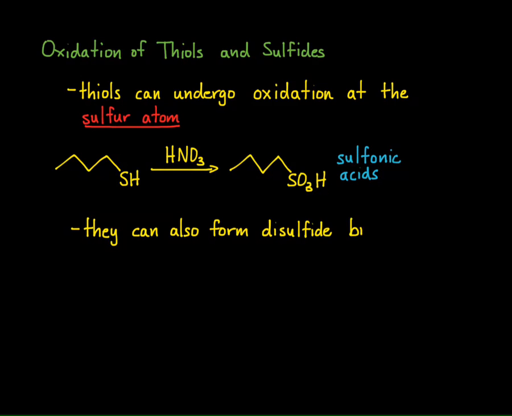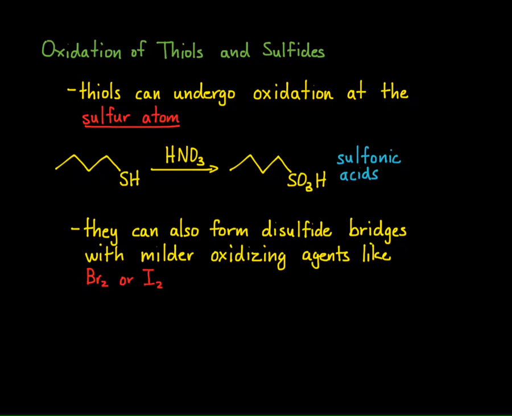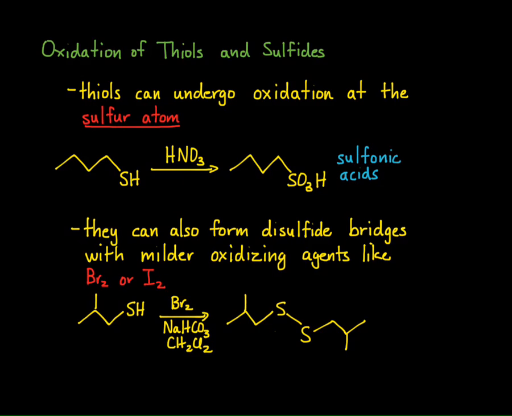Now they can also form disulfide bridges if we use milder oxidizing agents, and those milder oxidizing agents are bromine or iodine, right? So bromine and iodine are fairly good oxidizing agents, but they're mild oxidizing agents. And what happens is if I take a thiol and treat it with bromine or iodine in the presence of sodium bicarbonate and dichloromethane, I form a disulfide bridge. So notice I essentially have two thiols that form a sulfur-sulfur bridge. And it's called a bridge.